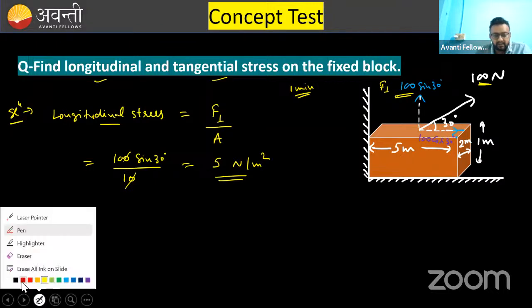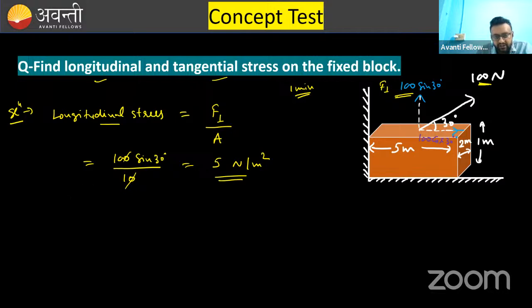Now, what will be the tangential stress? What is tangential stress? Just recall. Tangential stress is when the force is applied parallel to the surface, parallel to the body. So, which of the forces is parallel to the body? 100 sine 30, 100 cos 30, or 100? Which of these is parallel to the surface? You will say 100 cos 30 is parallel to the surface.